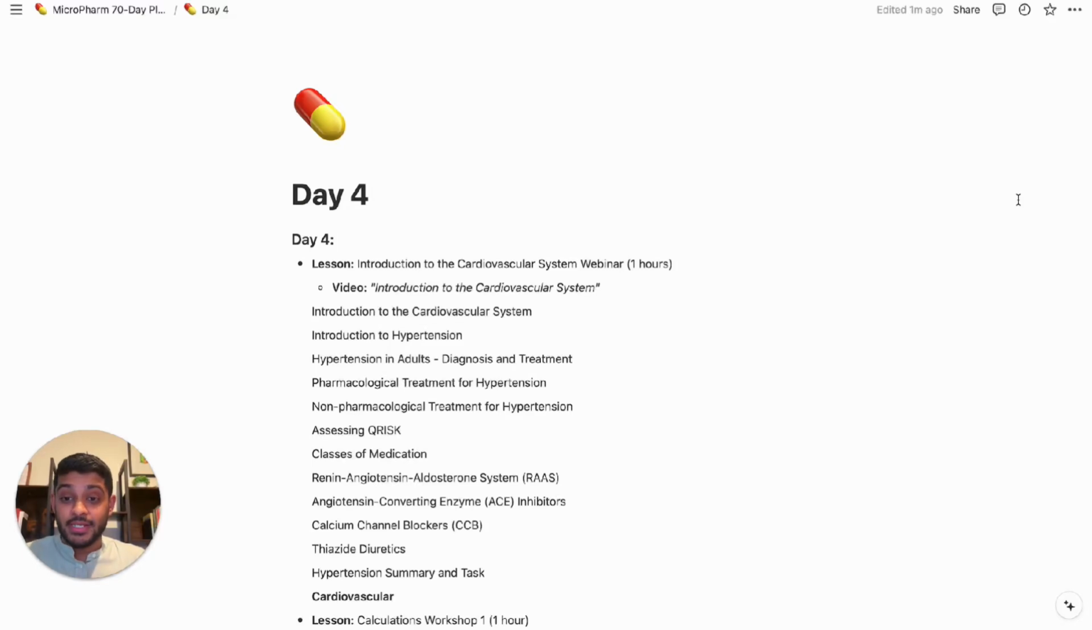Let's get started with day 4. So with day 4, there's two different overarching topics for today. The first is the cardiovascular system, and then a heavy emphasis on calculations.